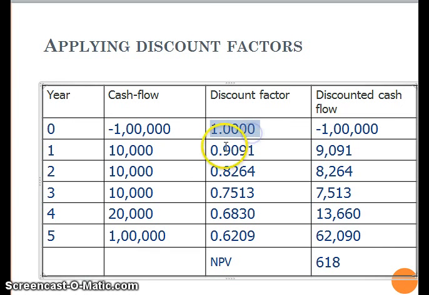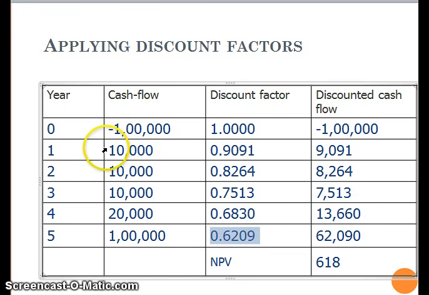So discount factors for the first year it is 0.9091, for the second year it is 0.8264. Similarly, when t equals 3, you substitute in the formula, you will get 0.7513 for the third year. For the fourth year it is 0.6830. For the fifth year it is 0.6209.